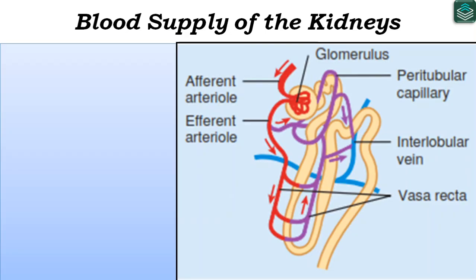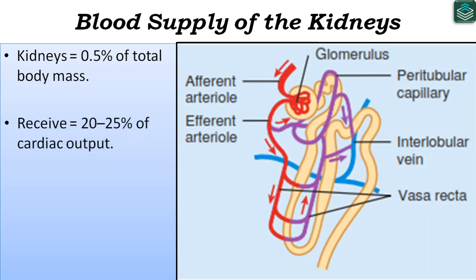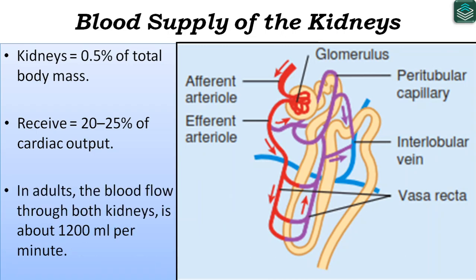In the previous parts of this module, we have discussed the basic functions of the kidney. Now here, we are going to understand the blood supply of the kidneys. Kidneys constitute less than 0.5% of total body mass, but they receive 20 to 25% of cardiac output. So, in an adult, the blood flow through both kidneys is about 1200 ml per minute.